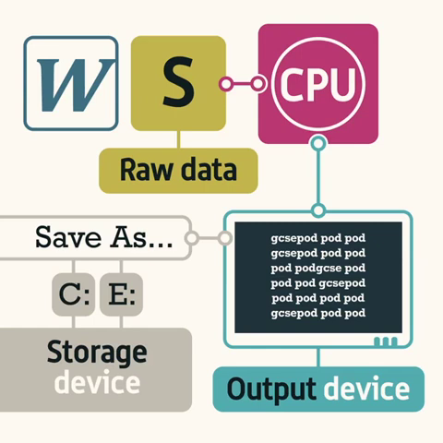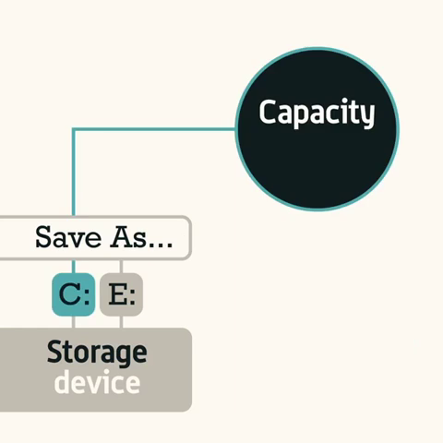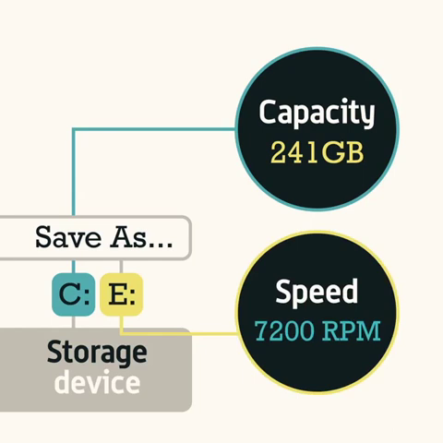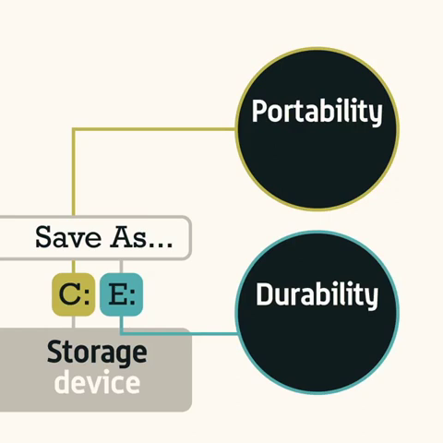The type of storage device chosen can be determined by a number of factors. These factors are the capacity, meaning the amount of data that can be stored, and the speed, how quickly the user needs to be able to access the data from the storage device. Portability and durability are also important.